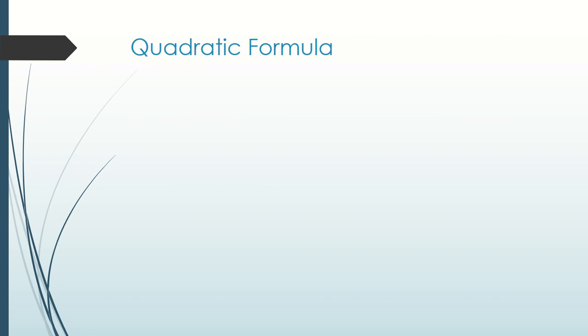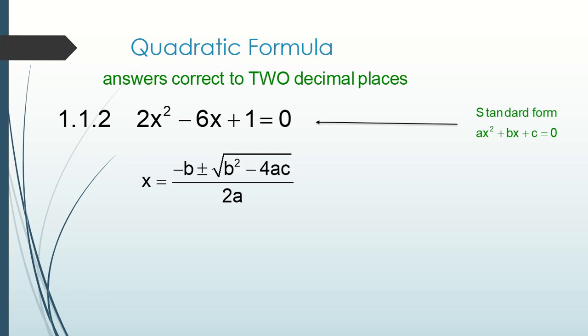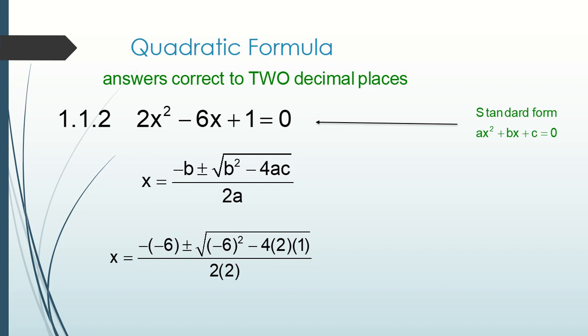For the quadratic formula, you are given the equation in standard form. So you write down your formula, you substitute the values of a, b, and c in the formula, and you get your values of x. x equals 2,82 or x equals 0,18.